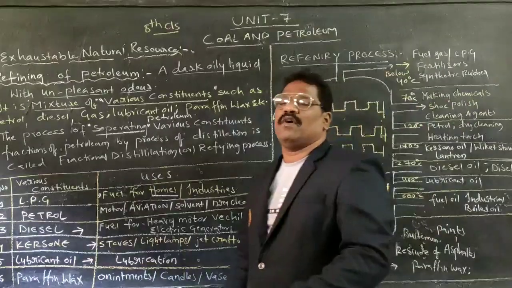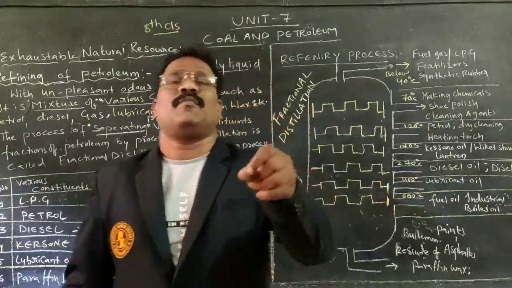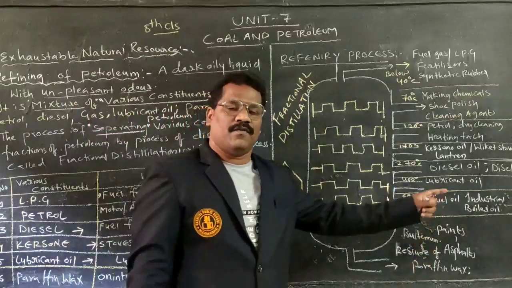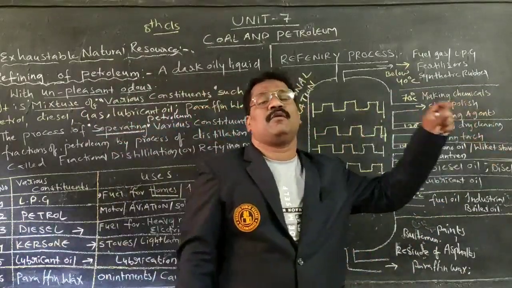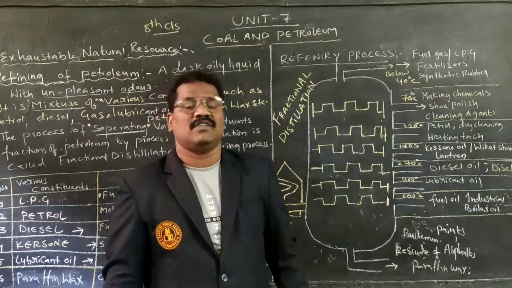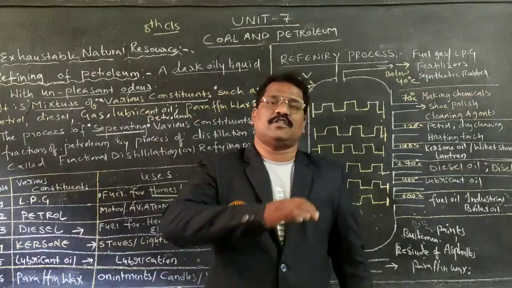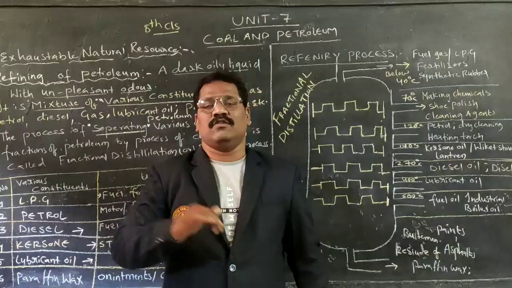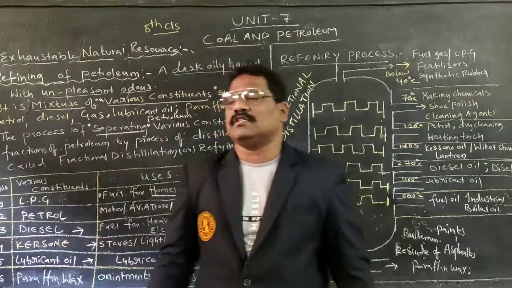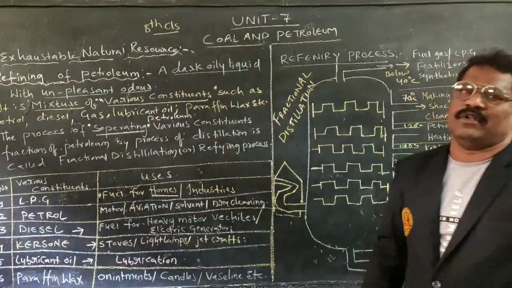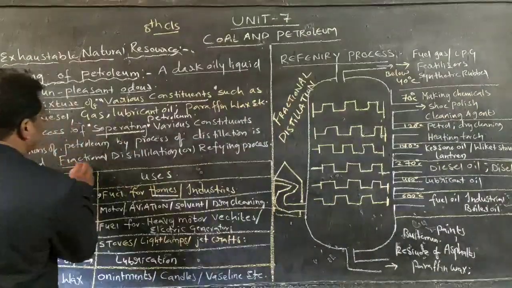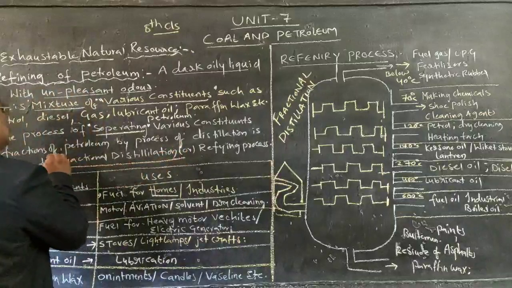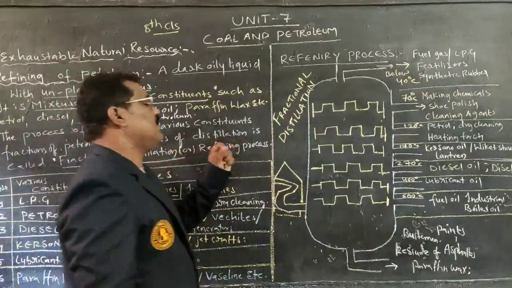Not only that, one more material is there: bitumen, instead of coal tar. There we have discussed bitumen. For what purpose is it useful? It is used for metaling the roads. These are some examples of constituents which can be segregated from the fractional distillation process, or separated from the refining process.